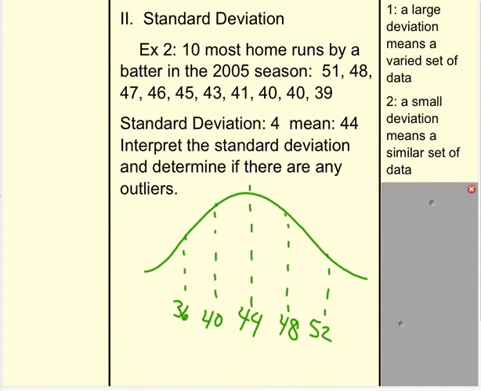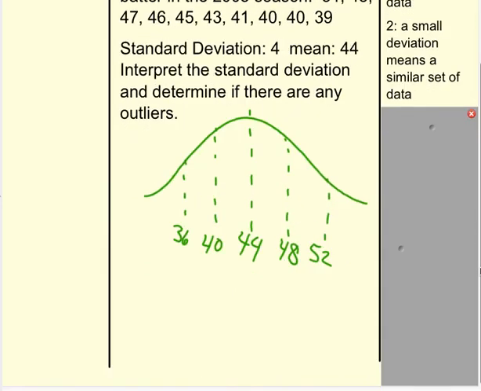First, is the standard deviation large? I would say for number of home runs, when you're talking about the most, 4 doesn't seem like a huge number that would make this a large standard deviation. So I would say the data is fairly similar based on the small standard deviation.